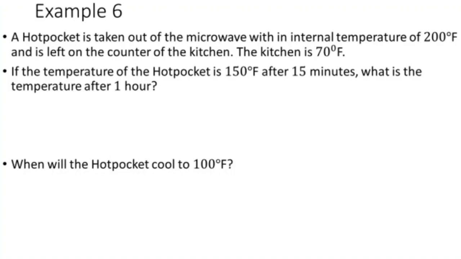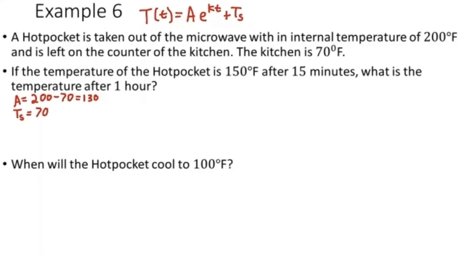Because we're dealing with an object being left out to cool, our model will be provided to us from Newton's law of cooling. Now we have to figure out the different parts of our model. A is the difference between the initial temperature of our object and the temperature of the air. Our hot pocket was initially 200 degrees, and the air we know is 70 degrees. So A is going to be 130. T sub S is the temperature of the surrounding air, which is 70 degrees. The only thing we don't know yet is K.